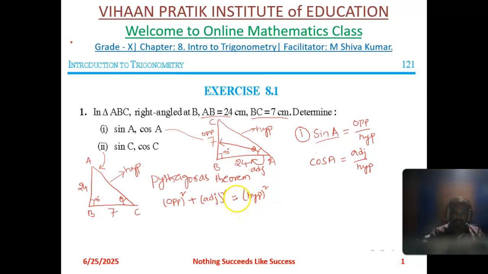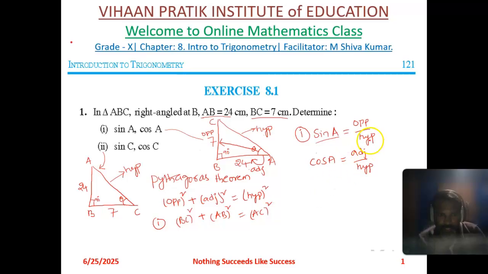So Pythagoras theorem states that you can find out the third side if you know two sides: opposite side square plus adjacent side square equals hypotenuse square. Now here, with respect to bit 1, opposite is BC square plus adjacent is AB square equals hypotenuse, which is AC square.